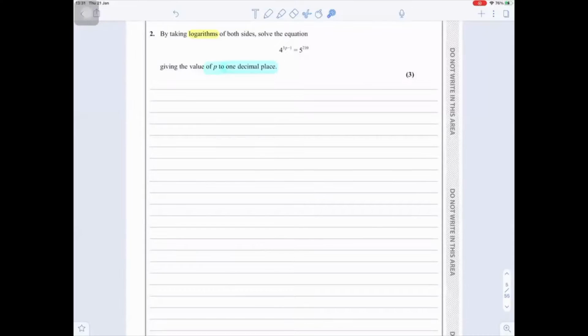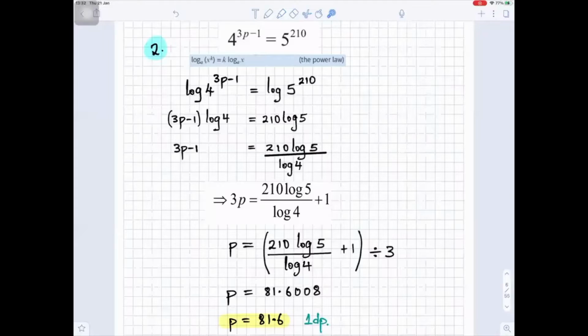Question number 2. By taking logarithms of both sides, solve the equation 4^(3p minus 1) equals 5^210, giving the value of p to 1 decimal place. To do question number 2, we're going to use this power to the front law. Log of x to the k base a is equal to k log x to the base a. So the k comes in front.